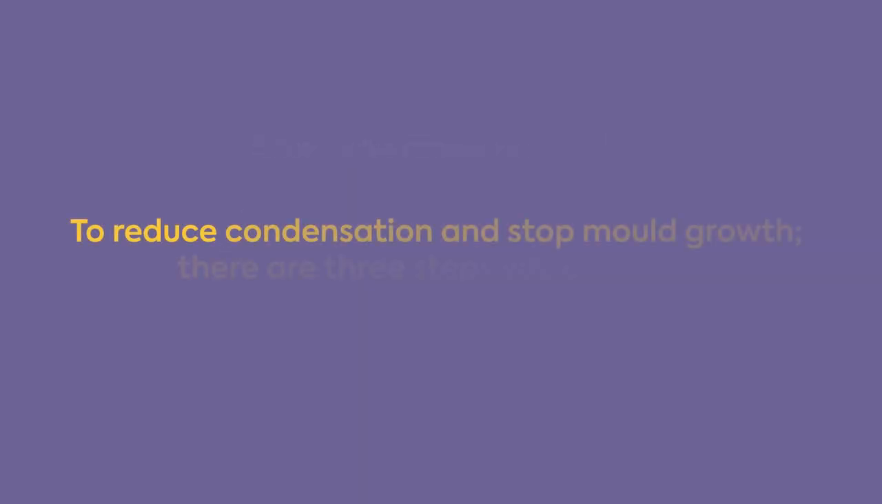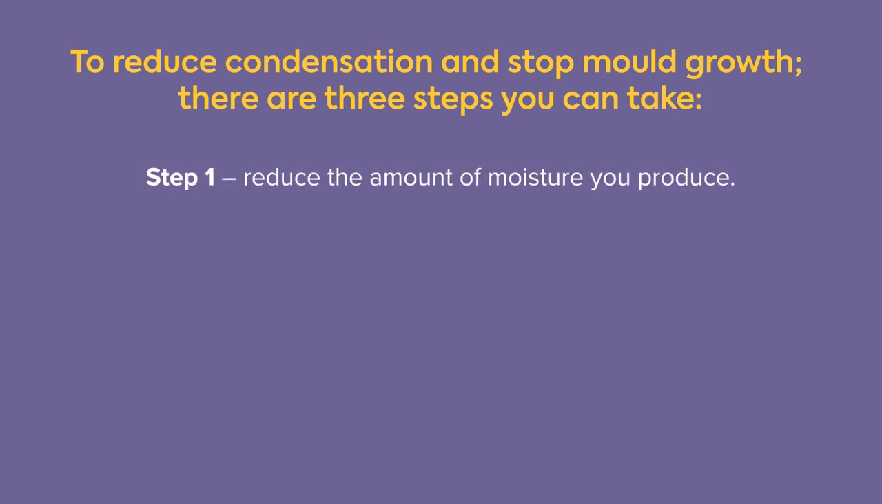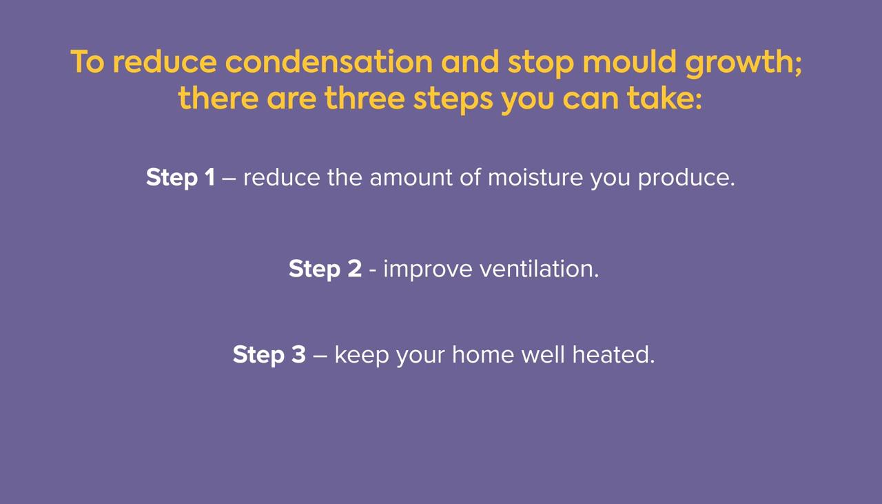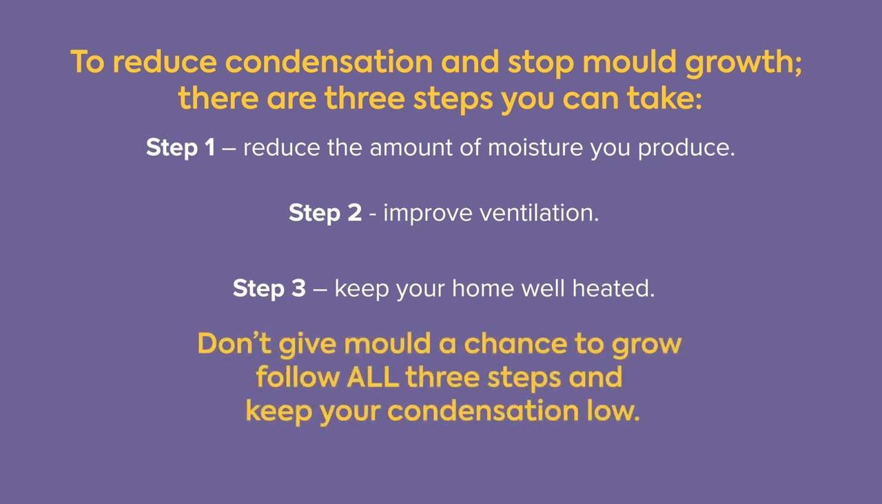To reduce condensation and stop mould growth, there are three steps you can take. Step 1. Reduce the amount of moisture you produce. Step 2. Improve ventilation. Step 3. Keep your home well heated. Don't give mould a chance to grow. Follow all three steps and keep your condensation low.